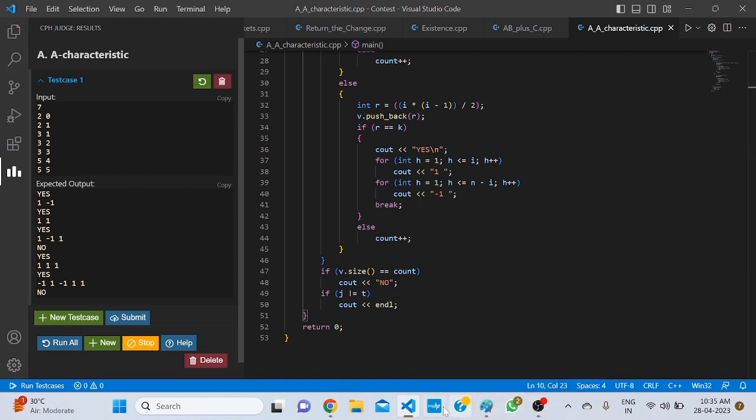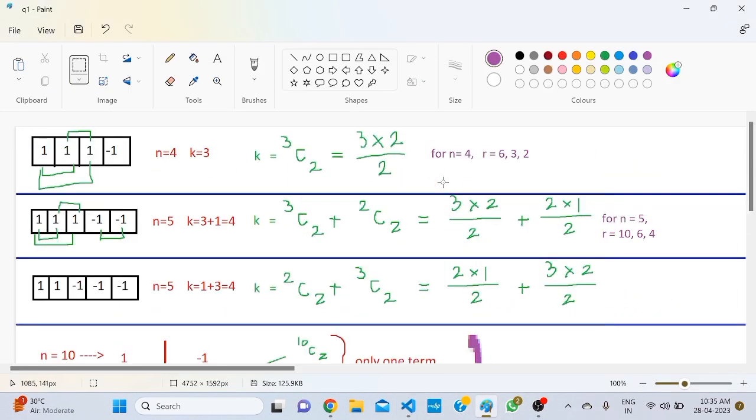How can it be proved? It can be proved like this. Look here. For n equal to 4, there are only three cases, that are equal to either 6 or 3 or 2. How can we conclude this? For n equal to 4, either k is equal to 4C2, which is equal to 6, or k is equal to 3C2, which is equal to 3, or k is equal to 2C2 plus 2C2, which is equal to 2. So if our k is any of these, we will print yes.